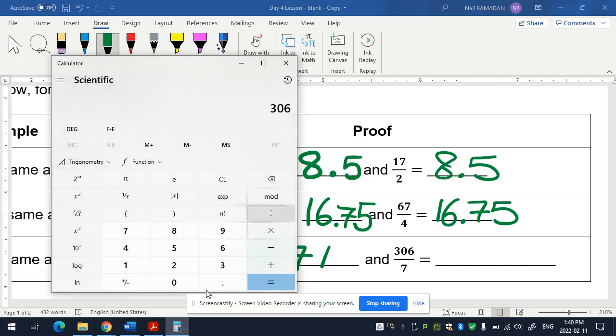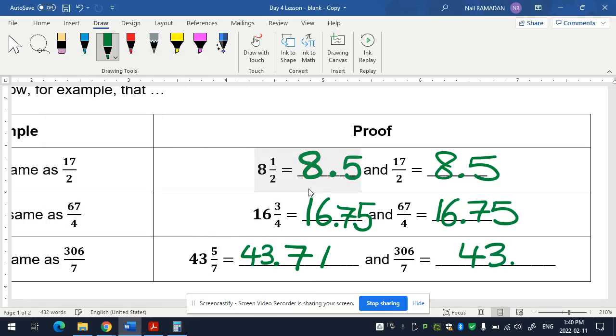306 divided by 7. Guess what? Same thing. 43.7142857142857142, you keep going forever without stopping. So it's 43.71. Okay, so now at least we know that we can check our answer by switching both fractions to decimals. If they have even the slightest difference, go back. You might have made a mistake with switching one of them to the other.